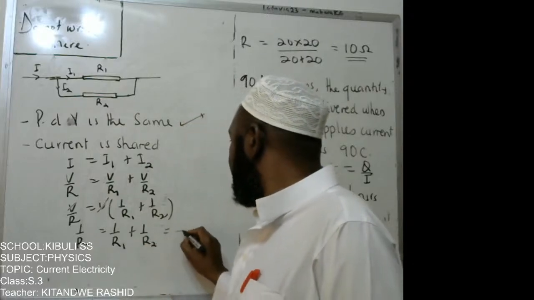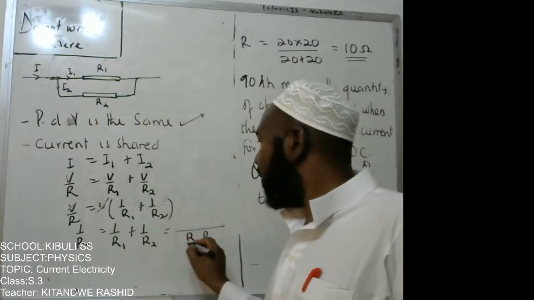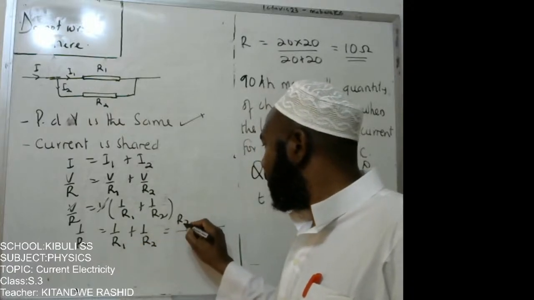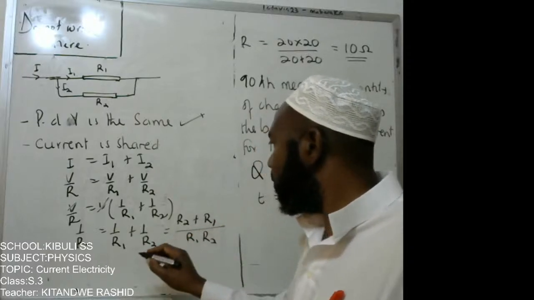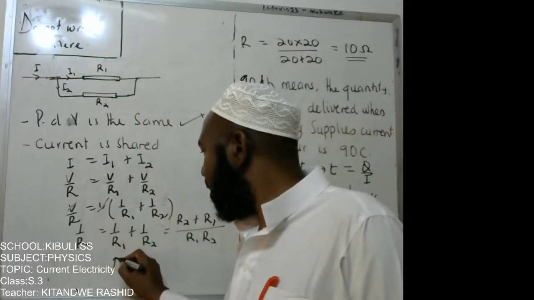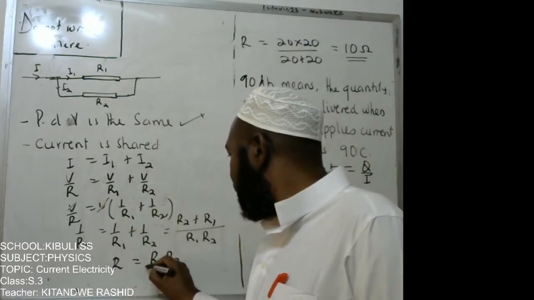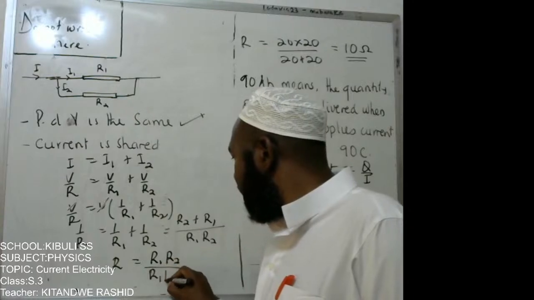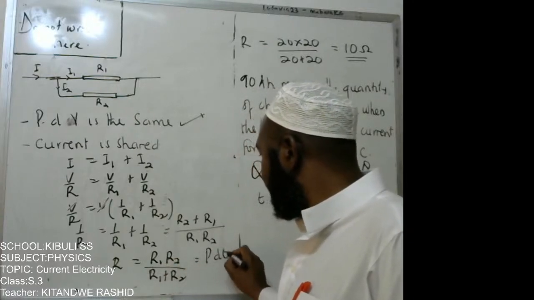Get the LCM, R1 R2. Divide this one by that, you get R2. Divide this one by this one, you get R1. So that implies that R over 1 is the same as R1 R2 over R1 plus R2. So our formula is product over sum.